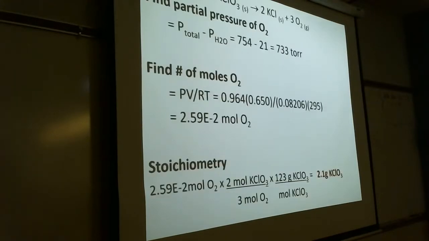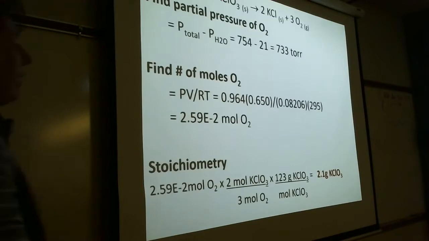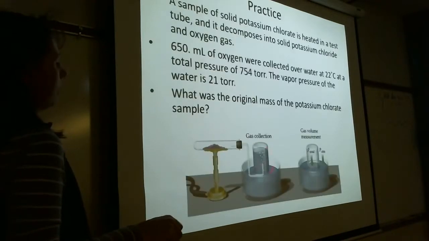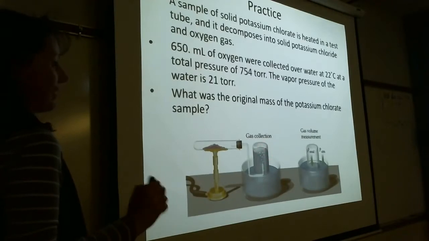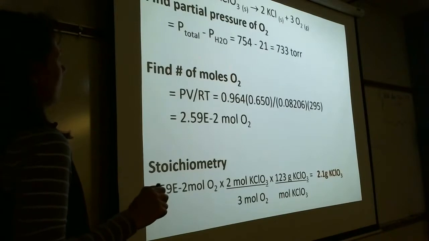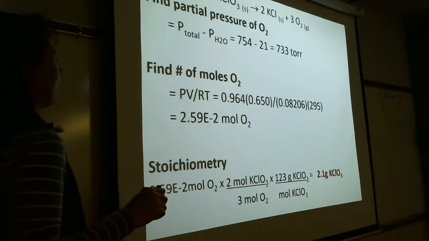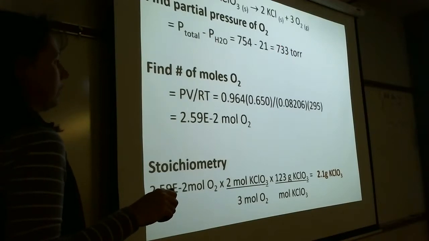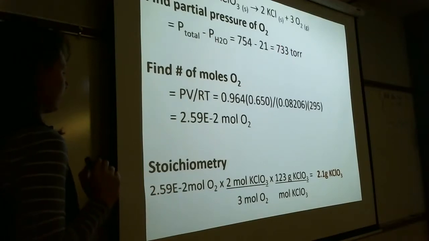But the one thing I do have to deal with is I have to factor out the fact that this was collected over water, right? Because this is being collected over water, there's some water vapor in here as well as the oxygen gas that I'm interested in. Right? So I have to subtract out the vapor pressure of that water. And then I have to convert torr to atmospheres before I can plug it in.